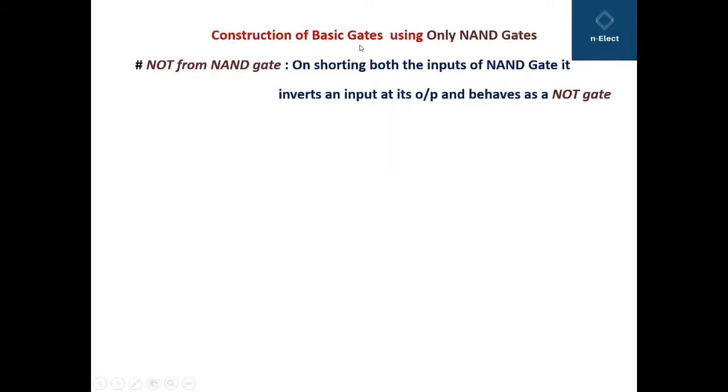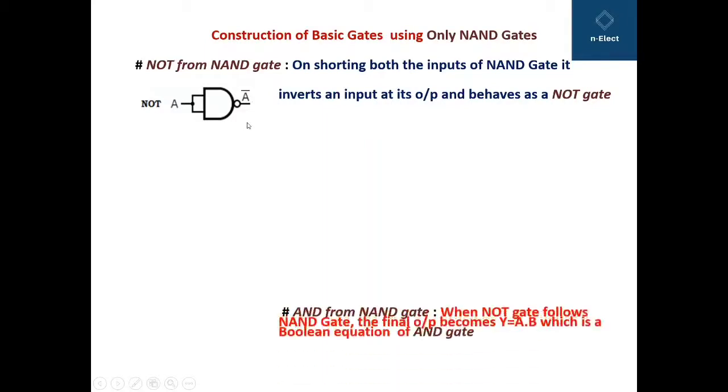Then construction of basic gates using only NAND gates, and this is the reason why the NAND gate and NOR gates are called the universal gates. So here we are going to construct a NOT gate by using only NAND gate. On shorting both the inputs of NAND gate, it inverts an input at its output and behaves as a NOT gate. So you can see here the two inputs of NAND gate are shorted together and a single input is taken as A, and hence at the output you will get A bar, Y equals A bar, which is the logic equation for NOT gate, and hence here the NAND gate is getting converted into NOT gate.